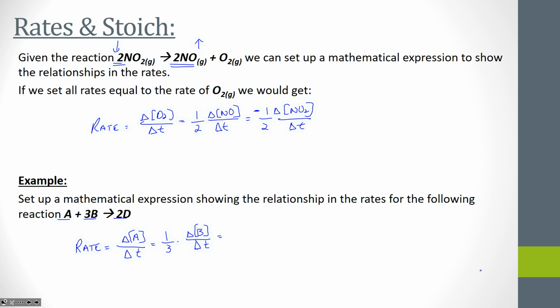And then to make D the same as A, D will be increasing twice as fast as A is decreasing. So to make it the same as A, first of all, because D is increasing and A is decreasing, I'm going to make it the opposite sign. And it's going to be half. I've got to make it half as much, the change in D over the change in time. So that's how we could set up our ratios just to show that.